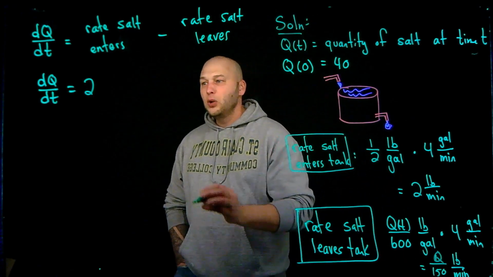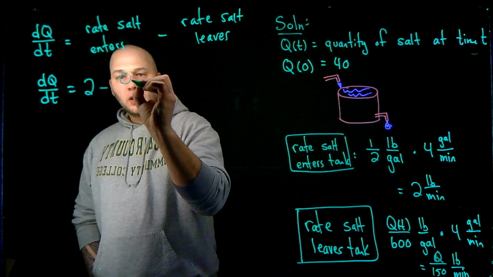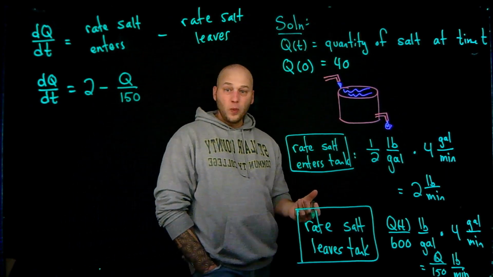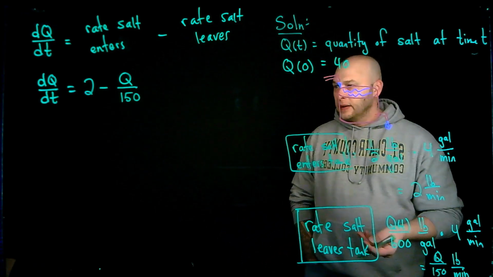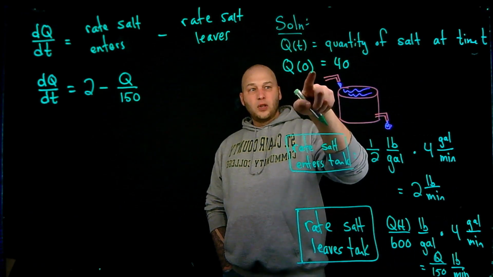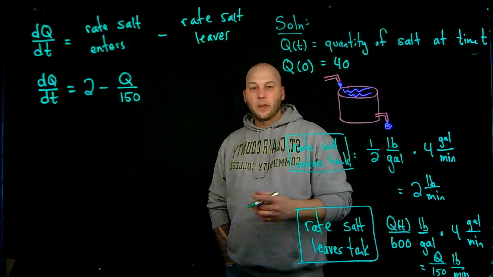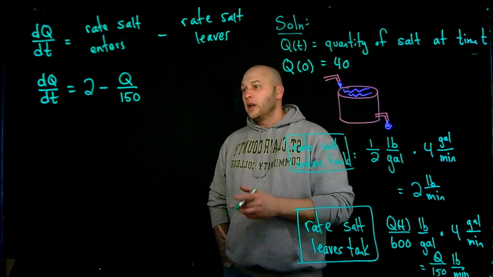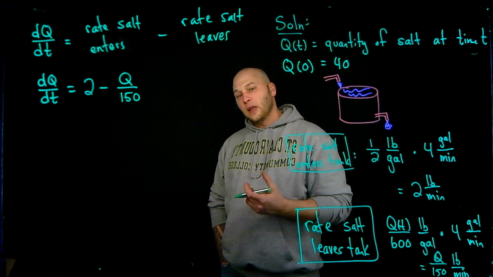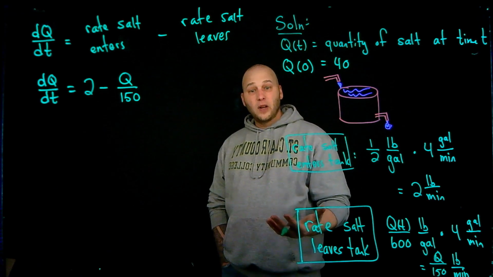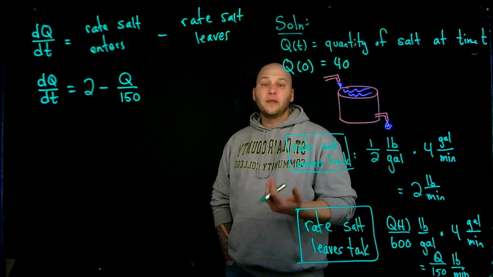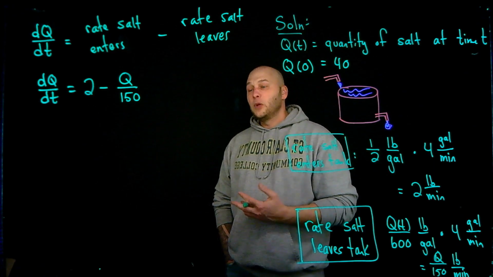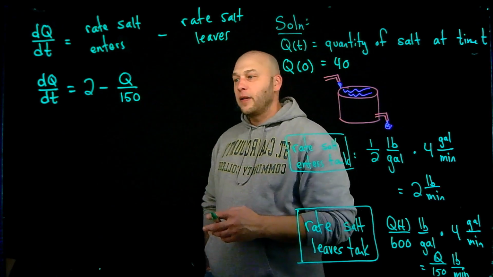Okay, so this is 2 minus Q over 150. So this is a differential equation for Q, which we can then go ahead and solve, along with the fact that Q(0) is 40. That would be my initial condition, which will allow me to solve for the constant of integration. Now, to solve this differential equation, I'm assuming that if you're watching this video, you've probably gone through a couple of techniques for solving differential equations, primarily using an integrating factor. So let's use an integrating factor on this.